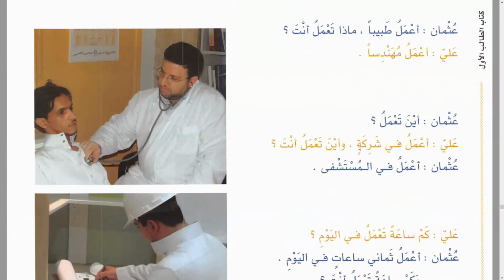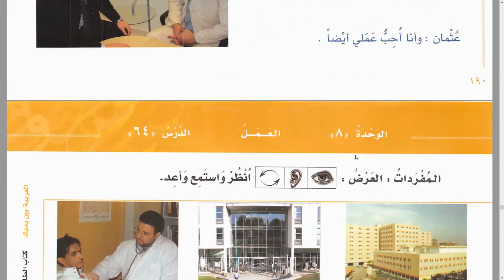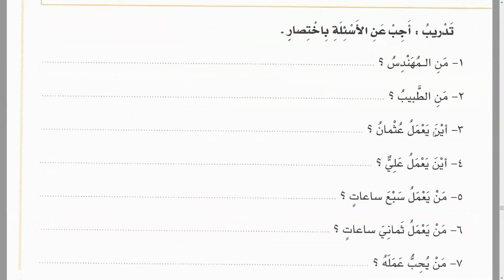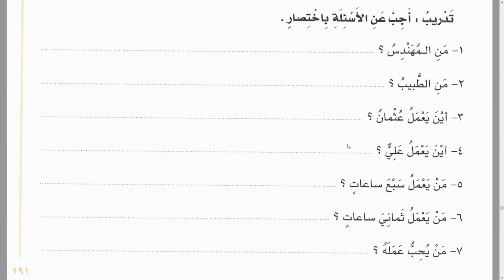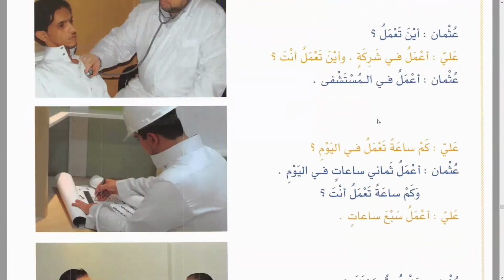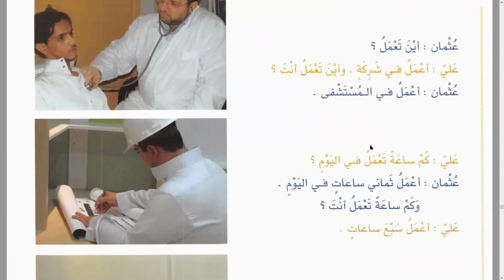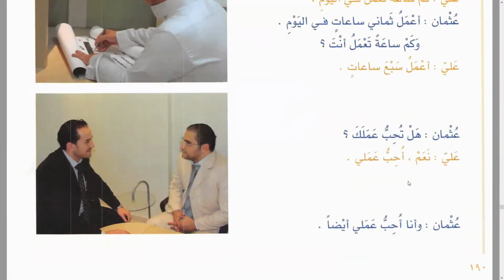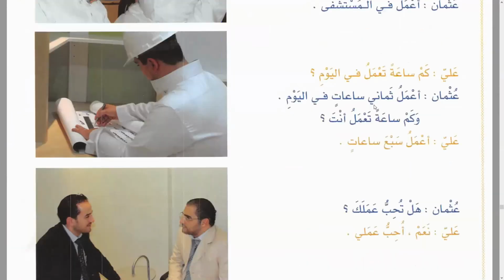Where does he work? Usman works in a hospital. Dr. Usman works in the hospital. Where does Ali work? Ali works in a company. Who works 7 hours? I don't know. Who works 7 hours? This guy works 7. Ali works 7 hours. Oh, doctors work 8 hours.